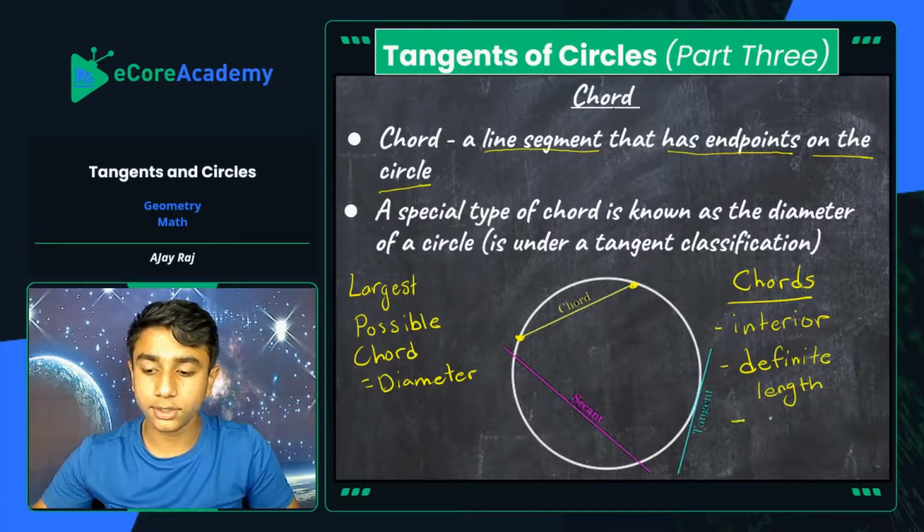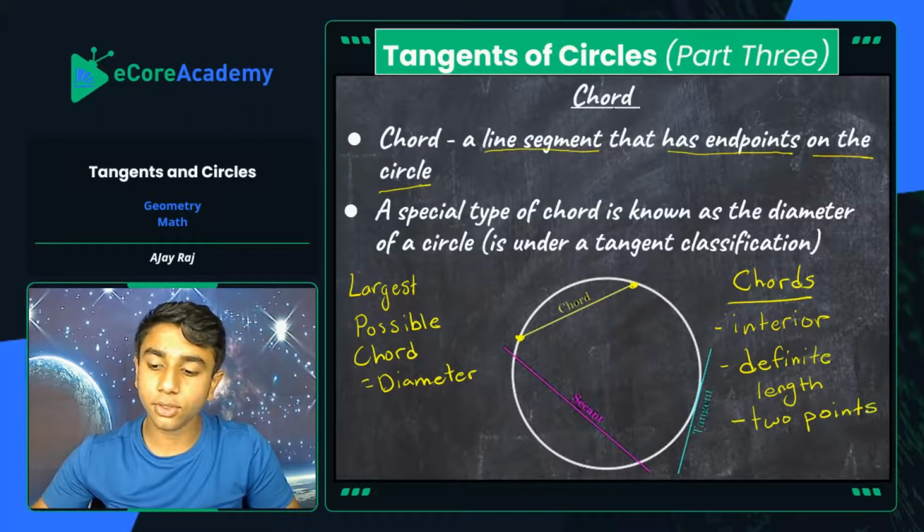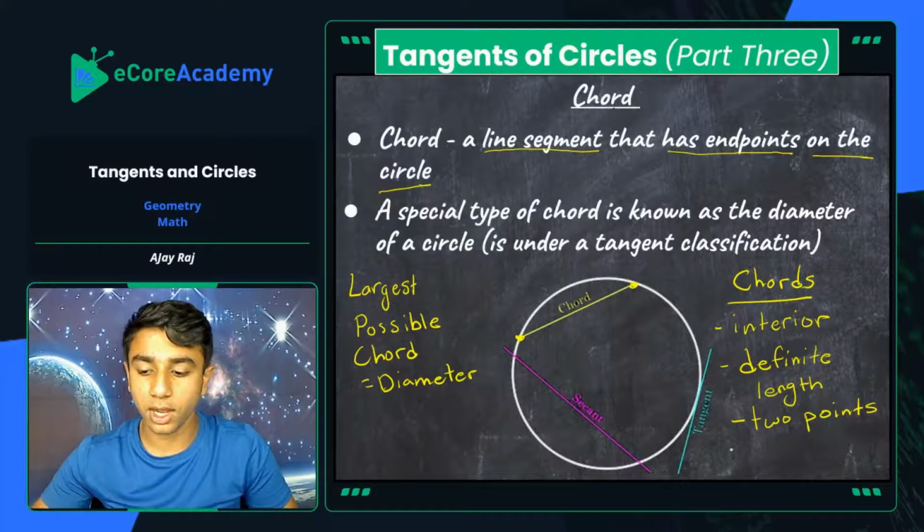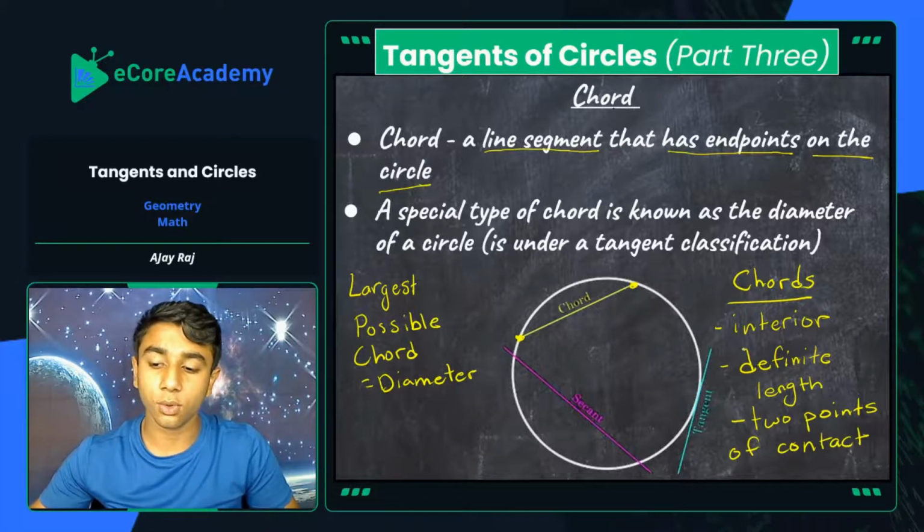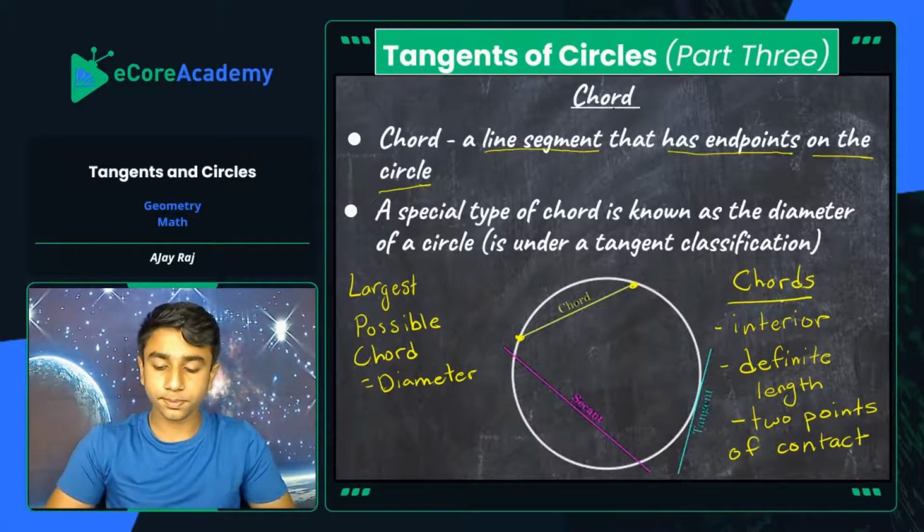And it has 2 points. 2 points of contact and not intersection. Intersection means you're going through something. However, this has points that are on the circle, so 2 points of contact on the circle. They don't extend outwards outside of the circle, so every part of it is always going to be on the interior.